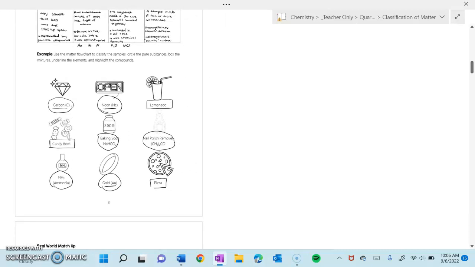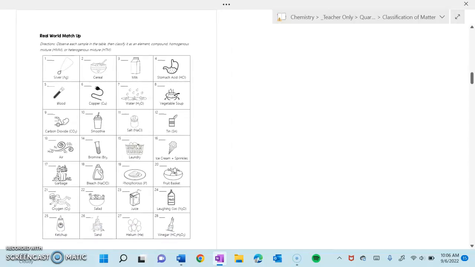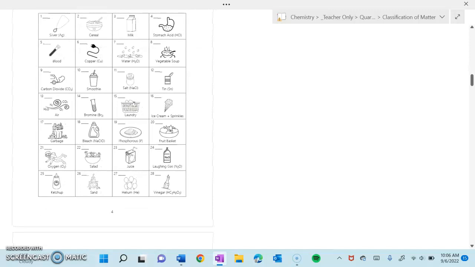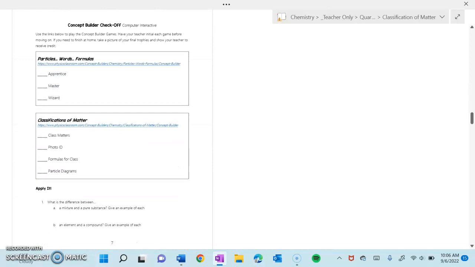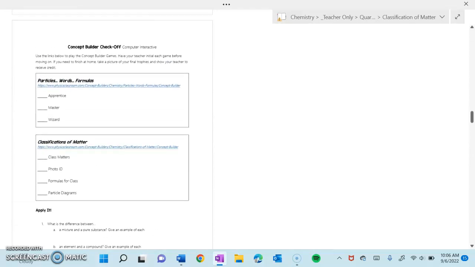That is our stuff for today in terms of notes. So you will go through and do that same process with the real world matchup. However, now it's asking you to also separate homogeneous and heterogeneous. So you have element, compound, homogeneous, heterogeneous. Look at the flow chart if you need a little reminder of the difference between the two. And you'll just do that for each one, writing your answer on the lines. The other part of your work today is a computer interactive. You have a couple of games and then apply it problems like we normally see. So that is your work for today.